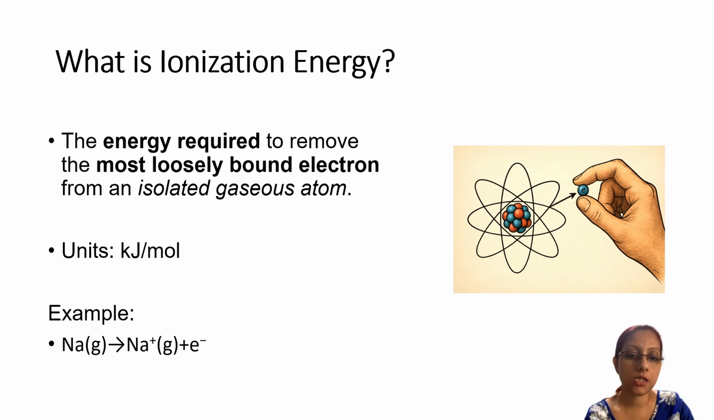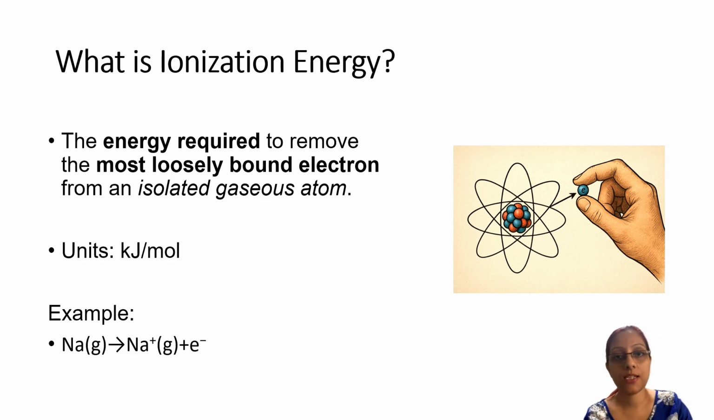For example, if we take sodium in its gaseous state and we want to remove 1 electron from it, it will become a sodium ion and 1 electron will be removed. You can imagine it as trying to pull an electron away from an atom, and the stronger the attraction between the nucleus and the electron, the more energy is needed to pull it away.